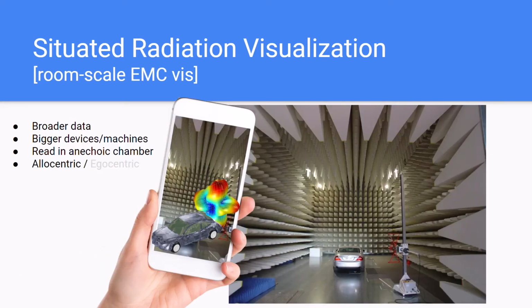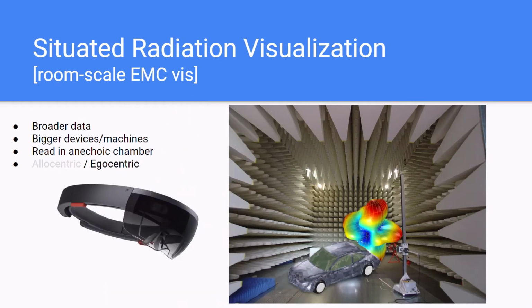In this next approach, called Room Scale EMC VIS, broader data from different devices can be viewed and compared in the same environment, inside the chamber. In this sketch here, the user is visualizing from an allocentric perspective, where a smartphone is used as a visual portal. Much like that, we can use AR head-mounted displays, like the HoloLens, to render the same information in an egocentric perspective, possibly making it easier for the user to understand the location of each piece of data.